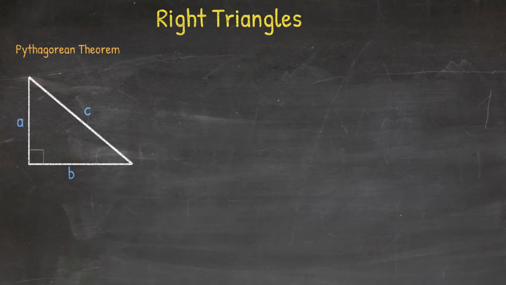A feature common to all triangles is that the sum of all angles is 180 degrees. Because a right triangle has one of the angles at 90 degrees, the other two angles are necessarily less than 90 degrees.